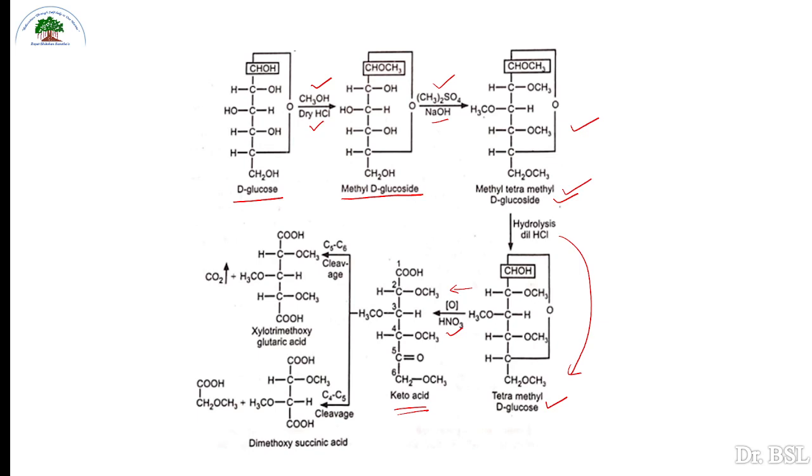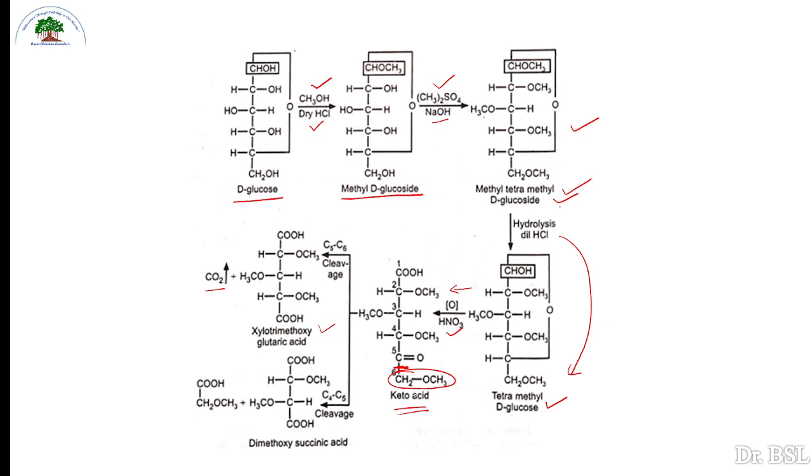when subjected to cleavage may give two types of reactions. First one is C5 and C6 cleavage. If this cleavage occurs, then we get xylotrimethoxyglutaric acid and CO2. So this part is one product, and this 5 carbon atom containing part is xylotrimethoxyglutaric acid.